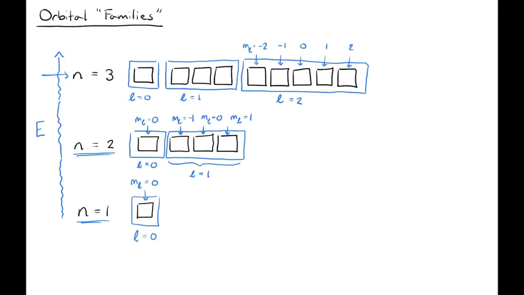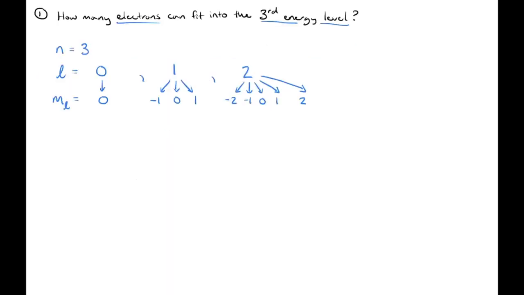If I look at my third energy level, it looks like I've got 1 + 3 + 5. That gives me a total of 9 orbitals, right? So going back here, the question is how many electrons can fit into that third energy level? And what I've identified so far is how many orbitals I have to work with. I've got 1 here and a set of 3 in this subshell, and I've got a set of 5 in this final subshell here.